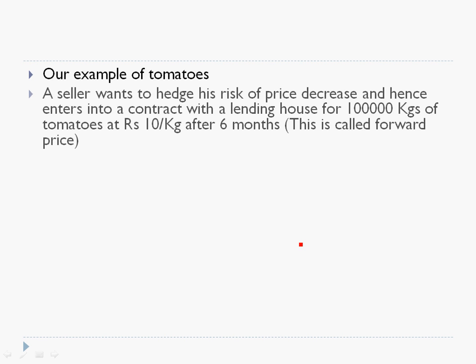In our example of tomatoes, we said there would be 1000 or 1 lakh kgs of tomatoes at 10 after 6 months. So this price is called the forward price, right? Now imagine that after 6 months, when he is going to deliver the tomatoes, there would be a price which can be this price, or which can be different from this price. That price would be called the spot price, right? So two terms you have to keep in mind are spot price and forward price, right?